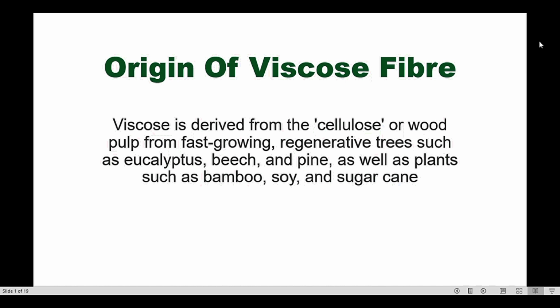Viscose is derived from the cellulose or wood pulp from fast growing regenerated trees such as eucalyptus, beech, and pine, as well as plants such as bamboo, soya, and sugarcane. It is a cellulosic fiber obtained from the wood pulp of different plants.